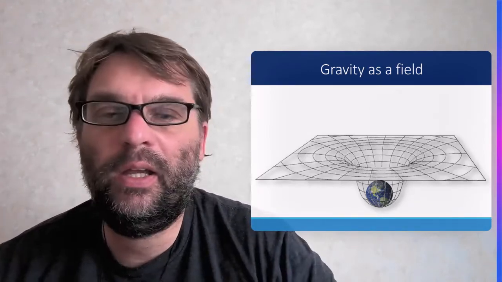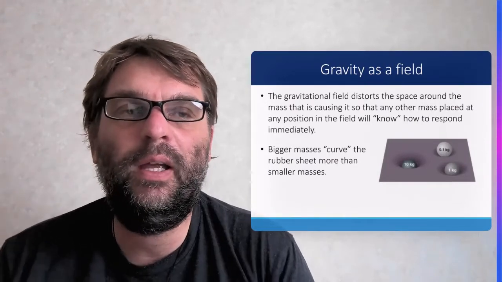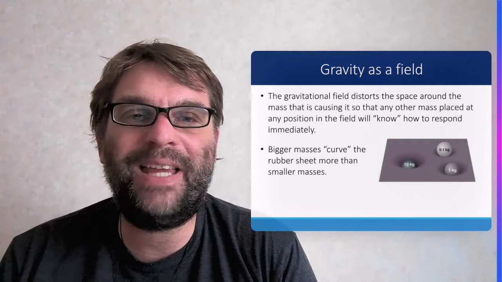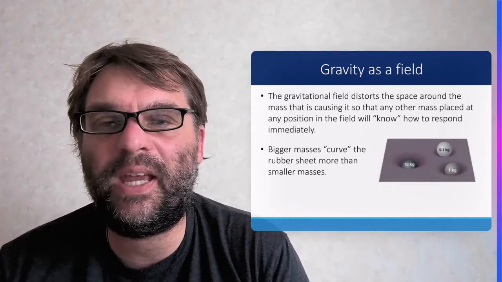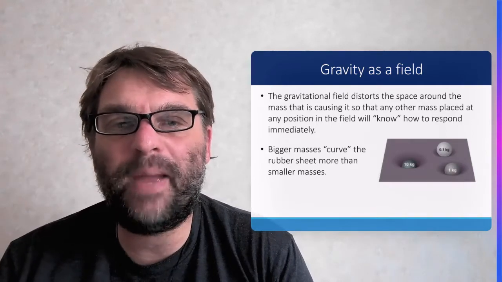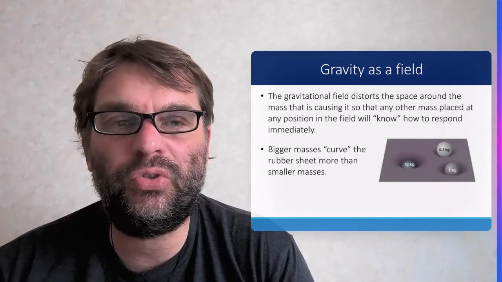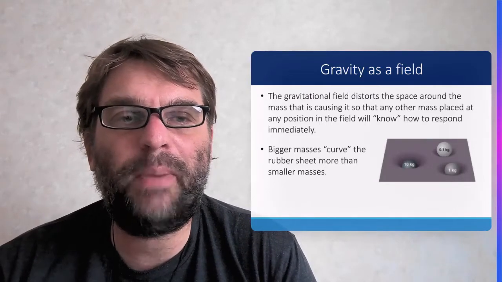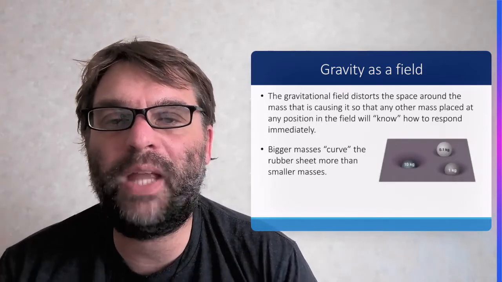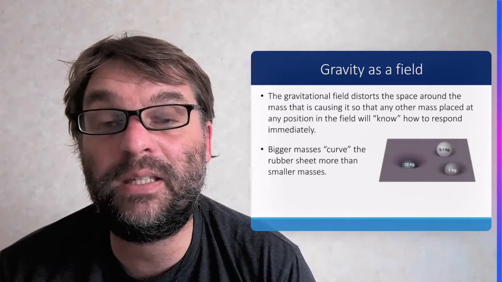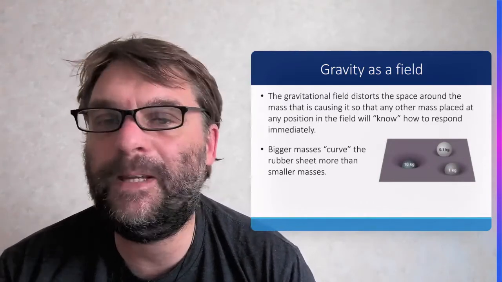In terms of gravity as a field, a gravitational field distorts the space around it, so you could consider space as being a rubber sheet, and the bigger masses curve that rubber sheet more than the smaller masses. It basically means that a mass will know how to respond to adjacent masses next to it because it is in this gravitational field.